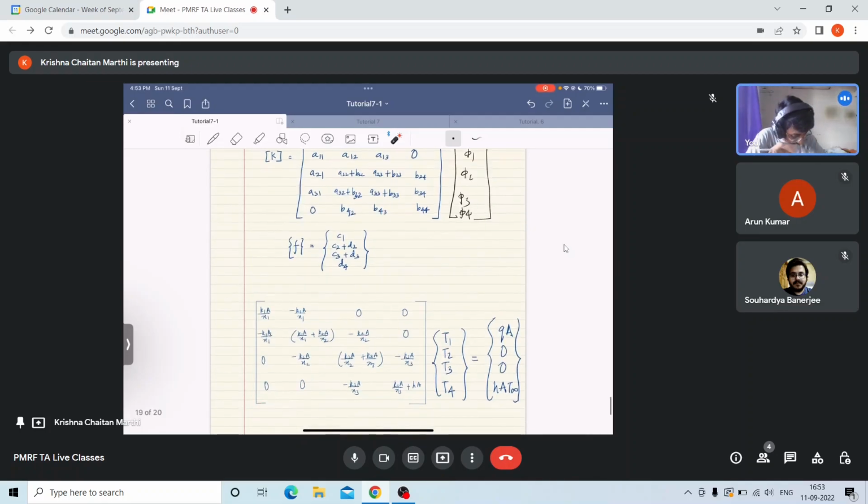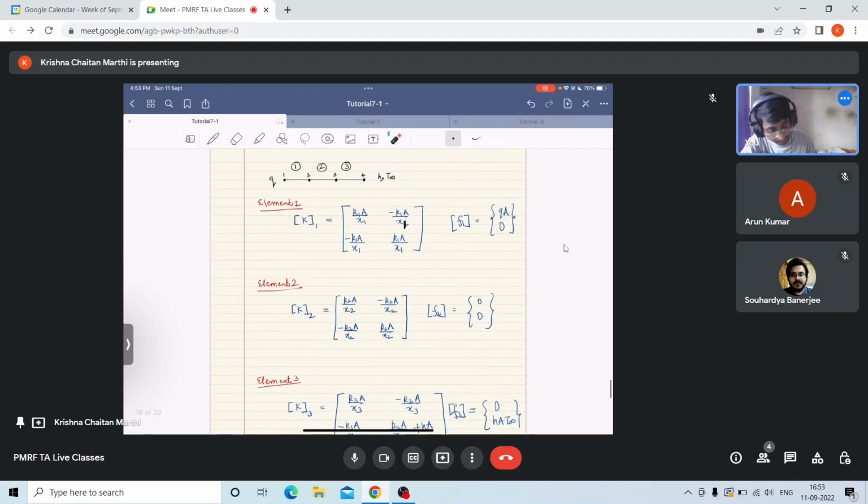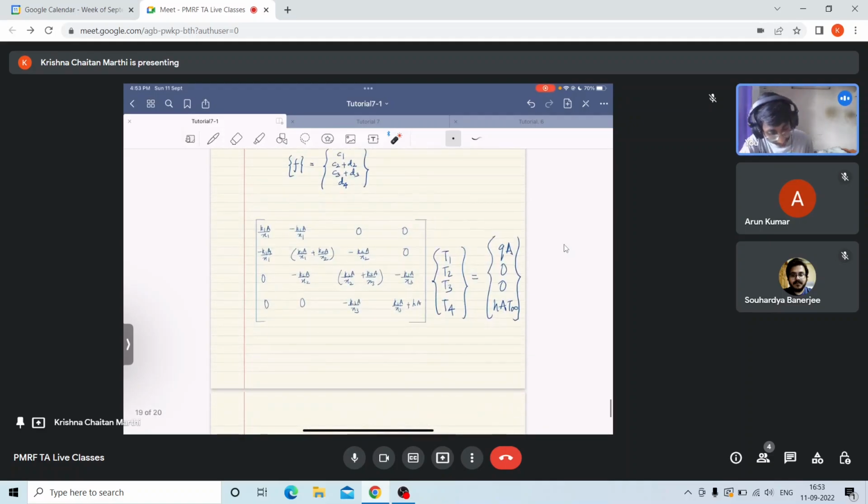So I can write my expression after assembly as k1 A by x1. For this problem my assembly will be k1 A by x1, minus k1 A by x1, minus k1 A by x1, k1 A by x1 plus k2 A by x2, minus k2 A by x2. This is basically from element 2 that I am getting these expressions, and this term from element 3, and this is element 4.